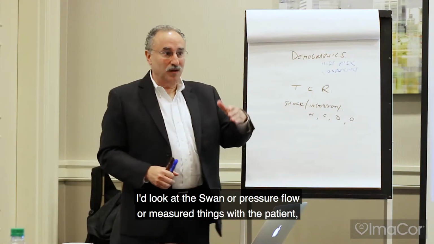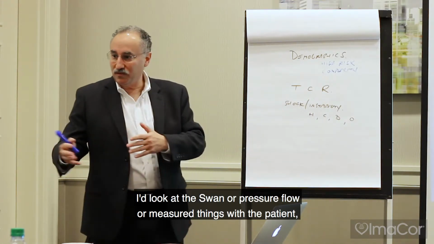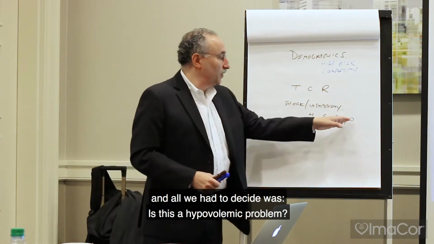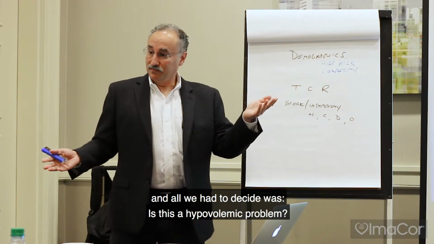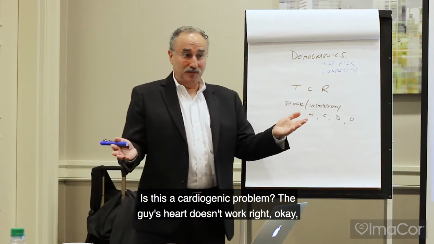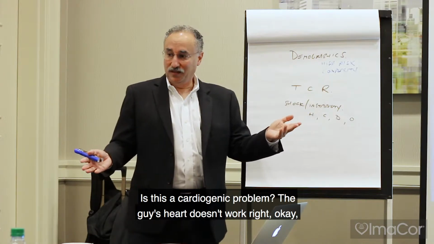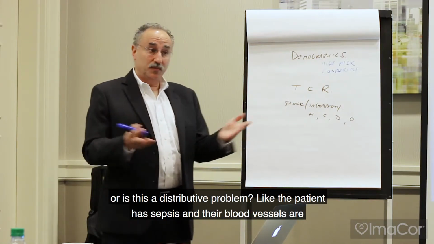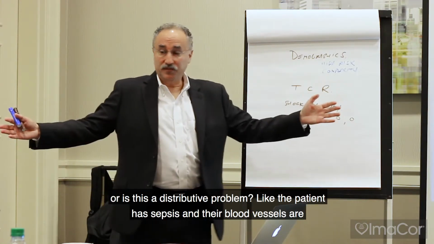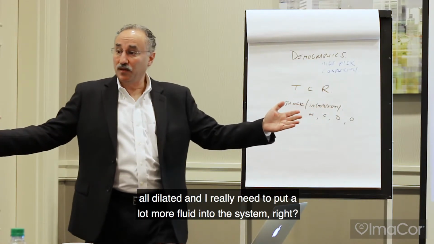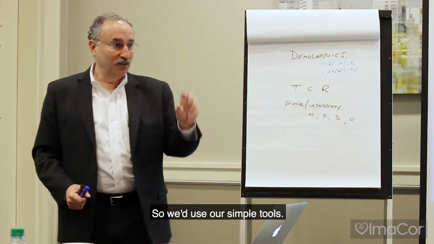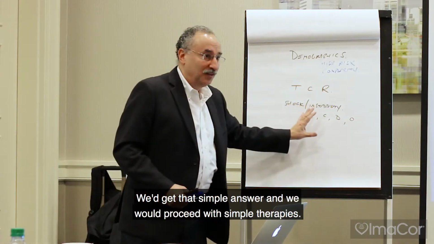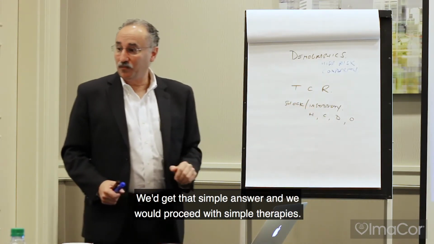I'd look at the Swan or pressure flow or measure things with the patient, and all we had to decide was, is this a hypovolemic problem? Is this a cardiogenic problem? The guy's heart doesn't work right, okay? Or is this a distributive problem, like the patient has sepsis and their blood vessels are all dilated and they really need to put a lot more fluid into the system, right? So we'd use our simple tools, we'd get that simple answer, and we would proceed with simple therapies.